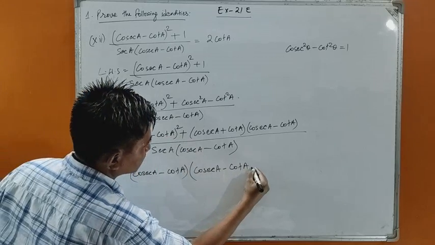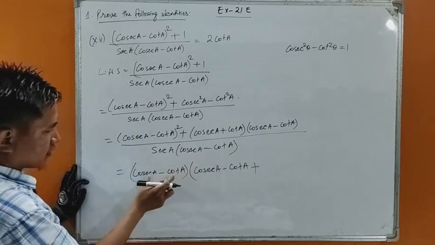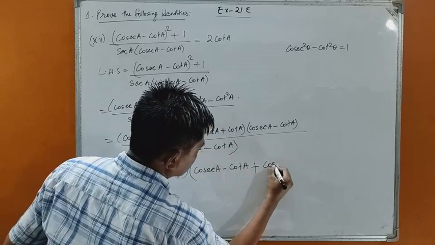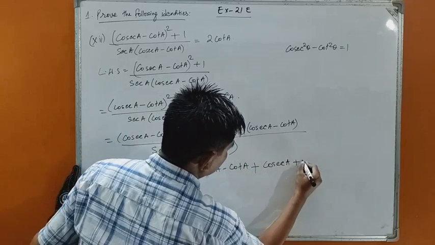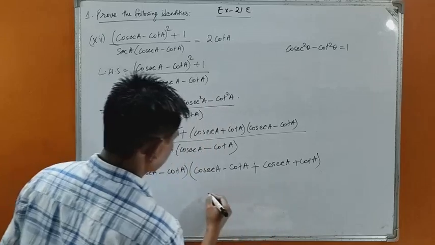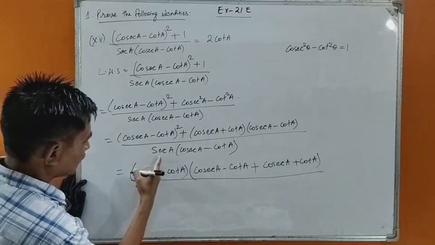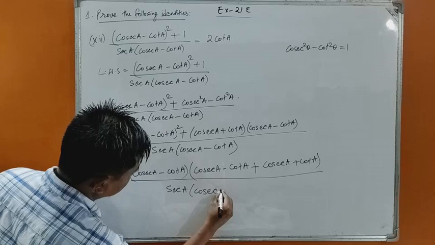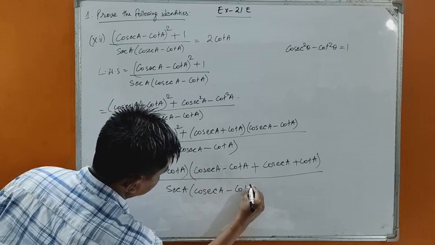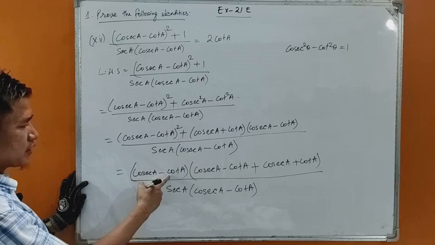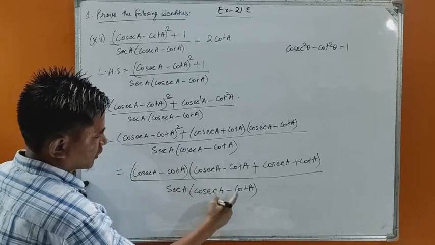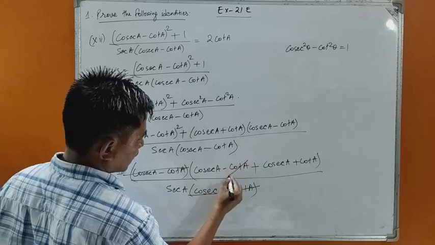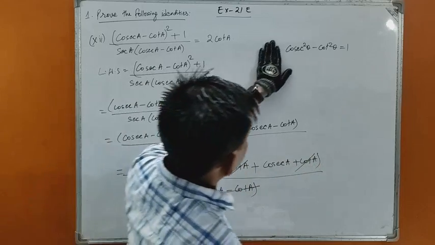So this plus comes here. So this cosec A minus cot A is taken outside. Now remains cosec A plus cot A within the bracket. Okay, so in the denominator we have sec A into (cosec A minus cot A). Now you can see cosec A minus cot A in the numerator and cosec A minus cot A in the denominator. You can cancel this, isn't it? So this minus cot A and plus cot A also can be cancelled.